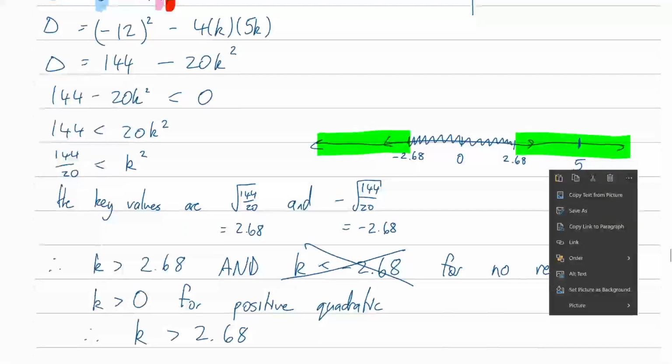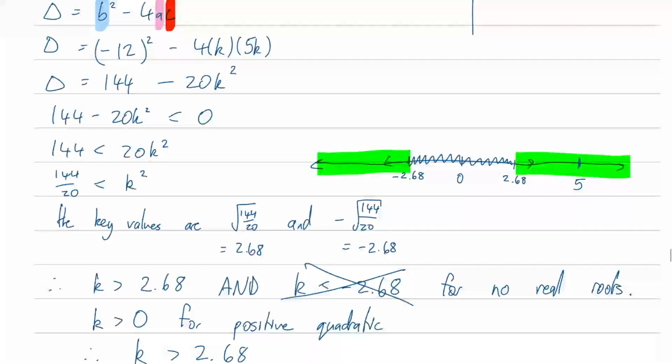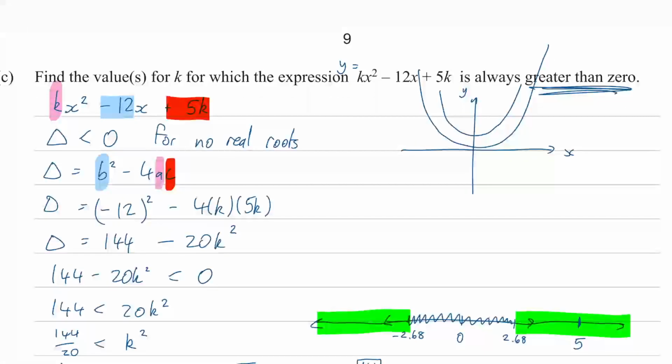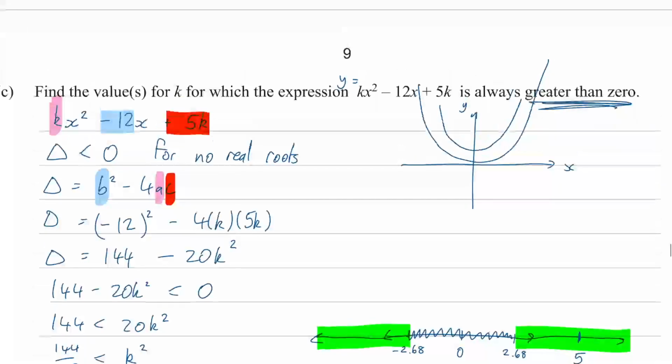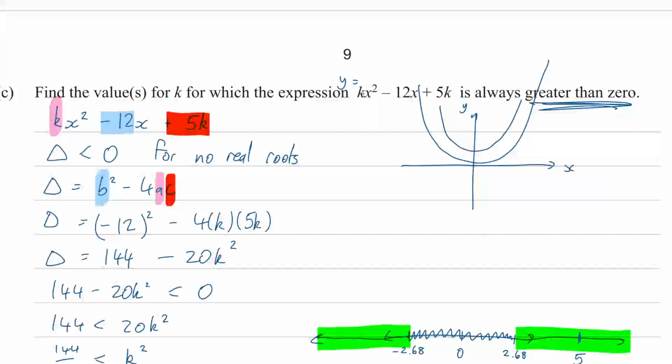It lets us eliminate these negative values for k. Great. And so just again to check, once you've got that far, just double check. If you put in a number above 2.68, say 3 for k, we'd get 3x squared minus 12x plus 15. If we were correct, this quadratic will always be positive, no matter what value of x you give it. And you can check that by graphing it or substituting in some values.